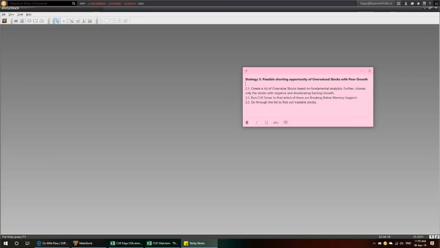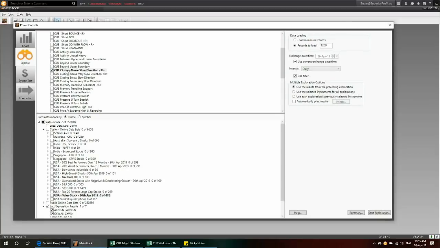This is a third strategy. Now we are going to look for possible shorting opportunities from overvalued stocks which are also having poor earnings growth. First step, create a list of overvalued stocks based on fundamental analytics. Further, choose only the stocks with negative and decelerating earnings growth. Then run Sonar, Q Sonar to find out the stocks that are breaking below memory support and go through the stocks. Let me see how fast I can run that.